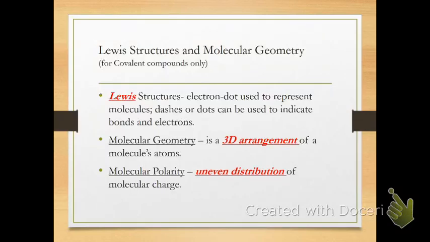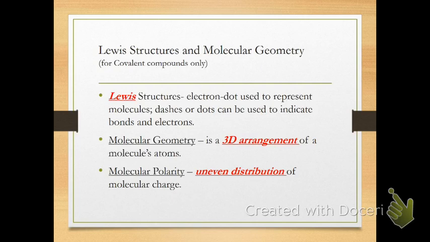Okay, molecular geometry. Last time we did very simple Lewis structures where we used the dots and the dashes, and that's what we're going to be doing, except they're not going to be quite so simple. And we're going to assign what shape they are. But basically, remember we're using dashes or dots to represent the electrons.